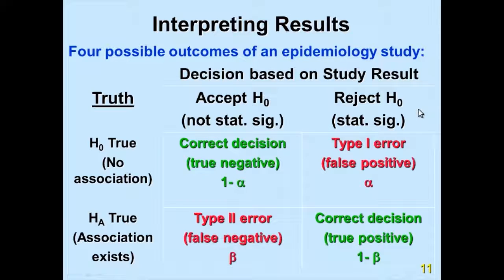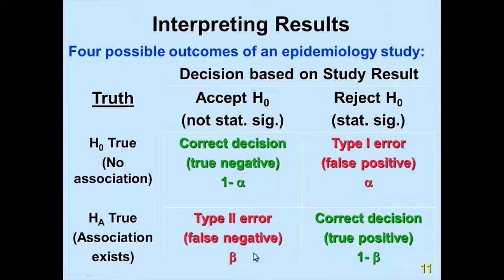But then we have the other two situations where, in actual fact, the null hypothesis is true, but on the basis of our study result we decide to reject it. That would give us a false positive, which we sometimes refer to as alpha. And then the other one is where the truth is that the alternative hypothesis is true, but because of our study result, which seems to indicate that the null hypothesis is true, we accept the null hypothesis. So that would be a false negative, sometimes designated as beta.